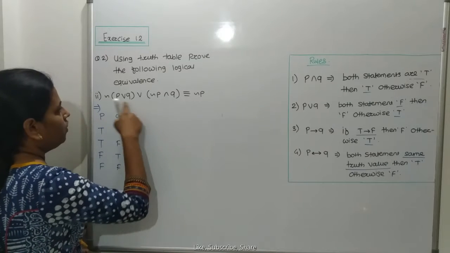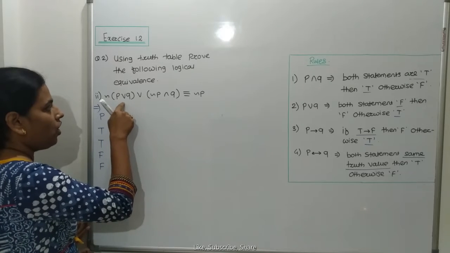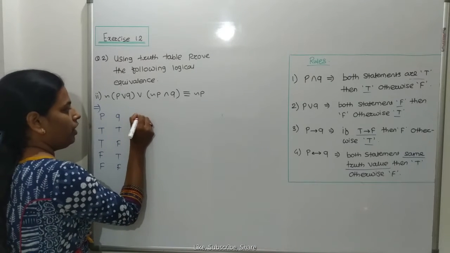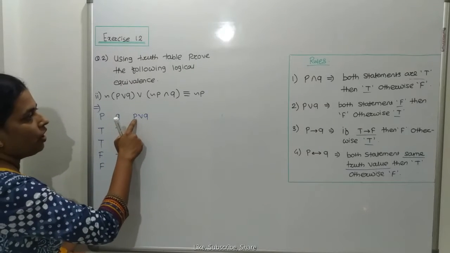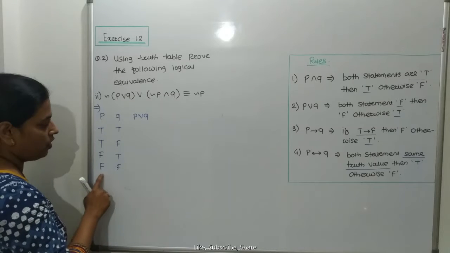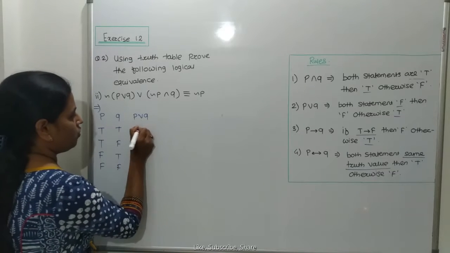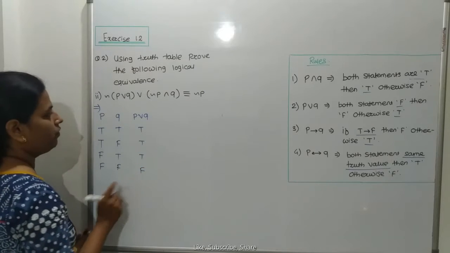Okay. Now we have to solve this one. First of all, for solving this, we have to calculate P or Q, and then only we have to calculate the not of this. So for OR, what is the condition? If both statements are false, then and only then we get false. Otherwise, true. So true, true, true. Here false, false gets false.